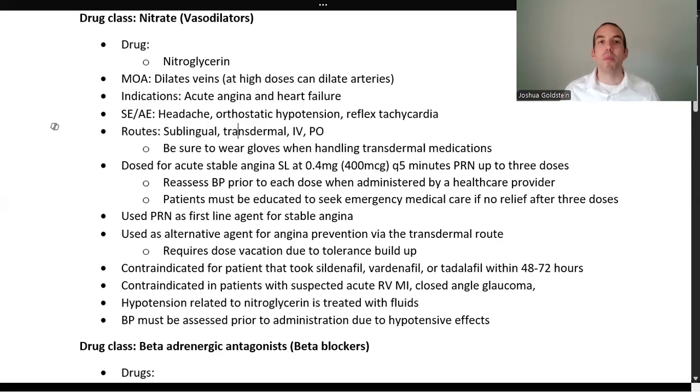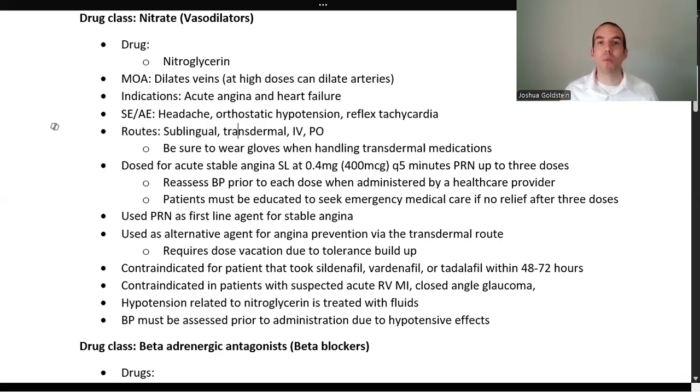Next, when a nurse is handling the medication, and we're talking now specifically the sublingual one or the transdermal one, make sure you're not touching it directly because you can be affected by the medication. So make sure you're wearing gloves. Obviously, that's most important when you talk about transdermal, but even the sublingual ones, you shouldn't handle those tablets with your bare hands.